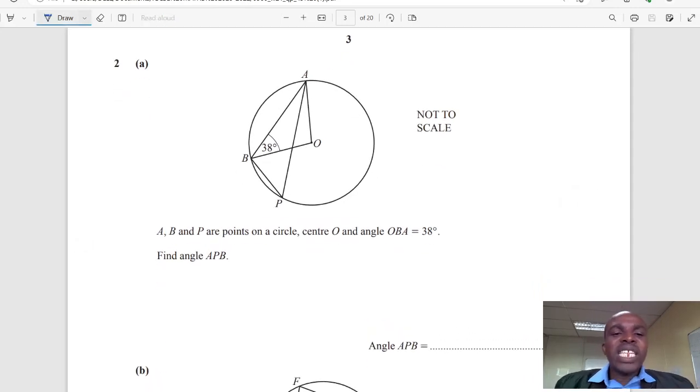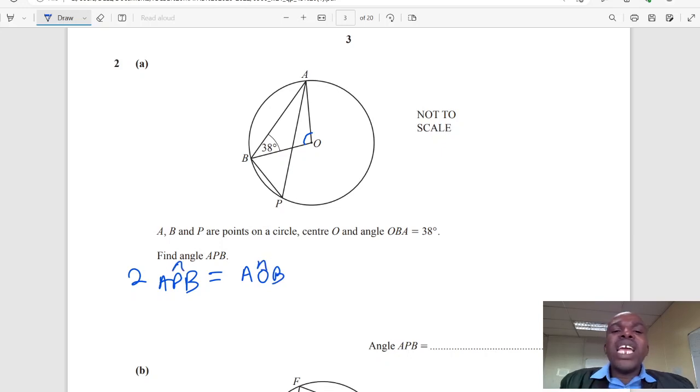Next is question number 2 in this paper. Question number 2 says A, B, and P are points on a circle, center O, and angle OBA is equal to 38 degrees. Find APB. APB has a relationship with angle AOB. APB times 2 is equal to angle AOB. That's angle at the center is twice angle at the circumference of a circle.